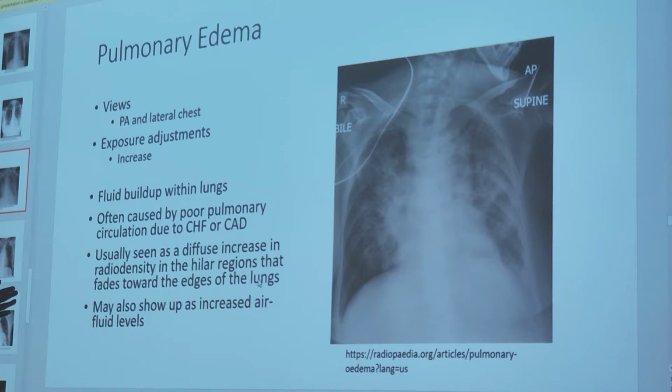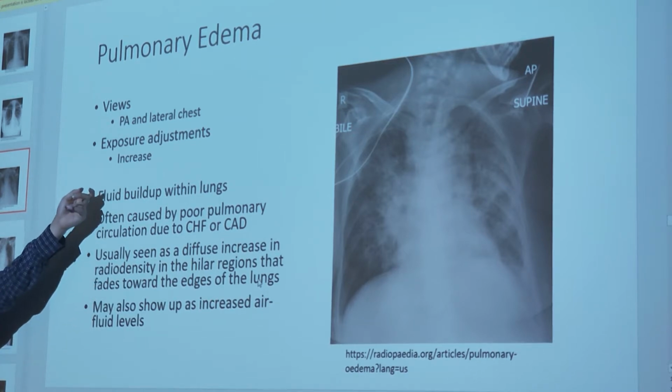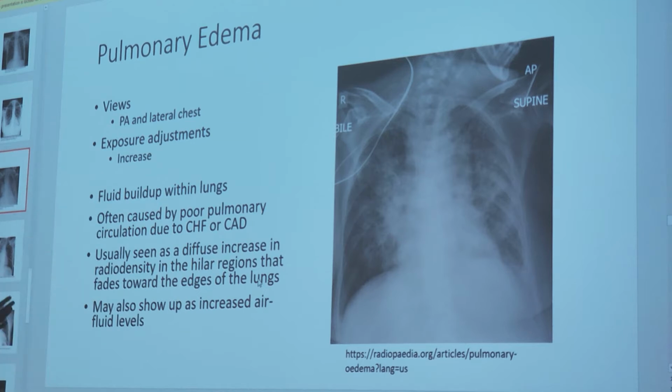And then you compare that to something like pulmonary edema. Instead of air, what do we have building up? Fluid. And so the lungs look more white. They look more radiodense. Very good. So when you're going through these, pay attention to if we're dealing with air or if we're dealing with fluid.